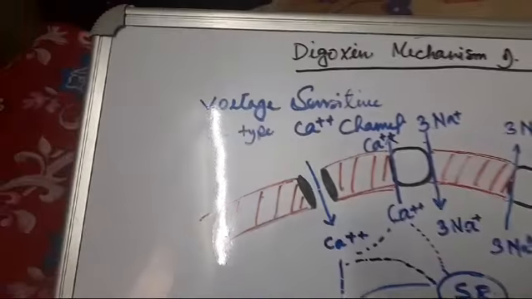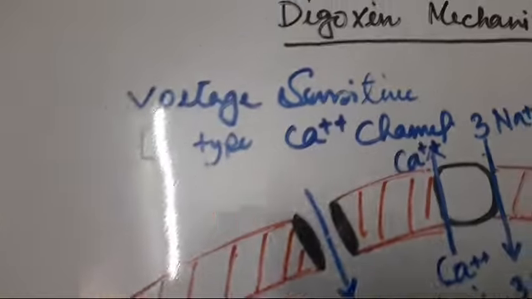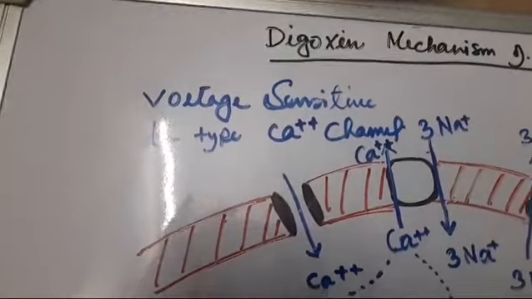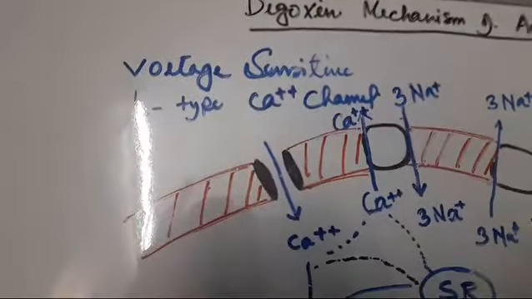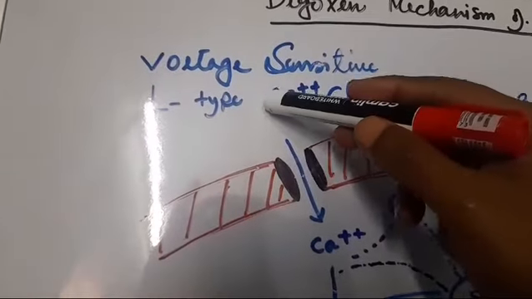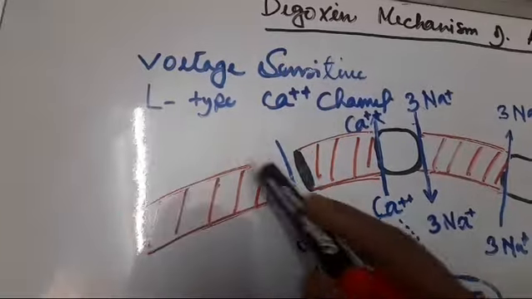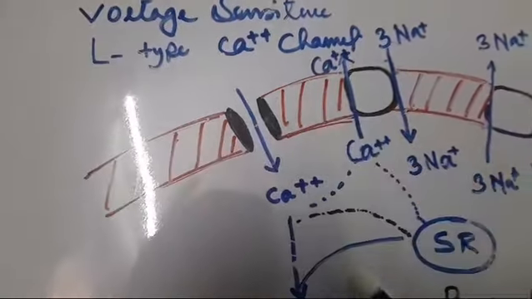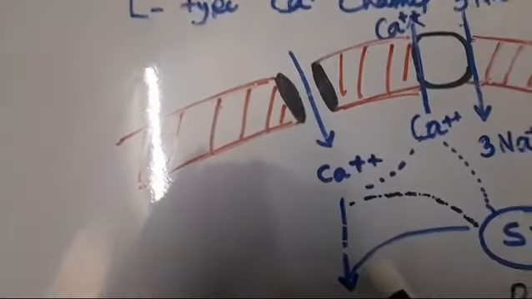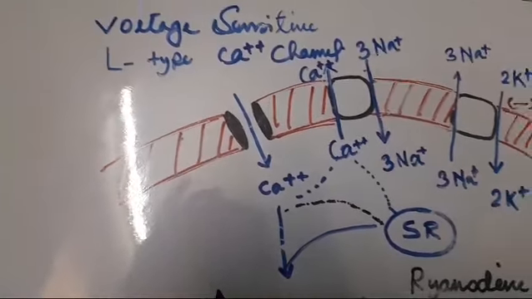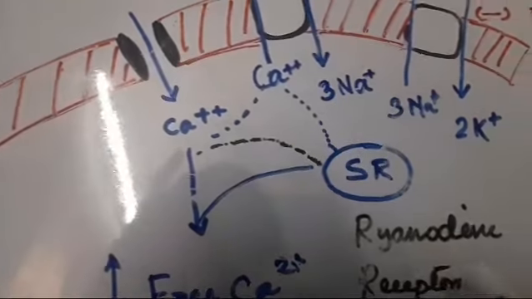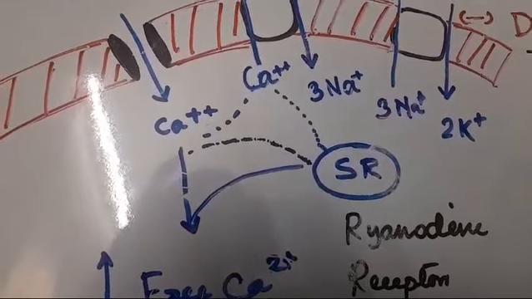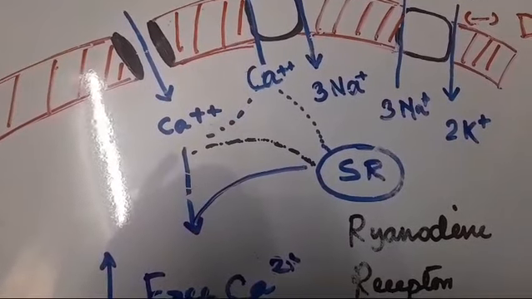First, there is a calcium channel, the so-called voltage sensitive L-type calcium current. Through that voltage sensitive L-type calcium current, calcium enters from outside of the cell to the inside of the cell. Whenever there is accumulation of calcium within the cell, this calcium causes stimulation of the sarcoplasmic reticulum, also called the ryanodine receptor or calcium sarcoplasmic reticulum system.